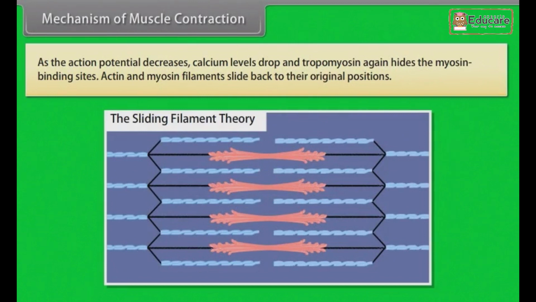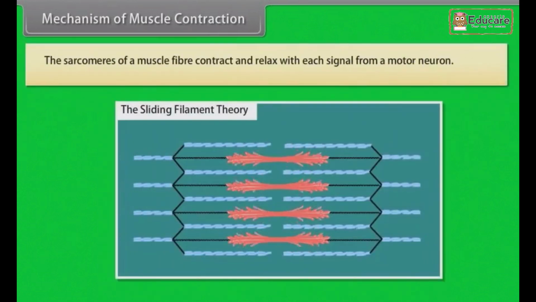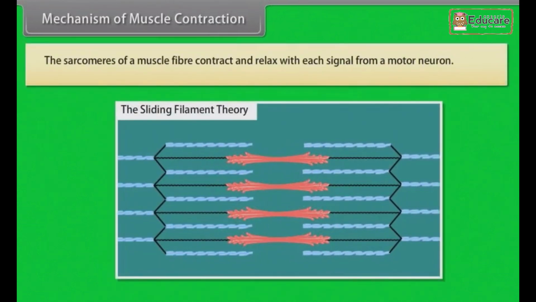Actin and myosin filaments slide back to their original positions. The sarcomeres of a muscle fiber contract and relax with each signal from a motor neuron.